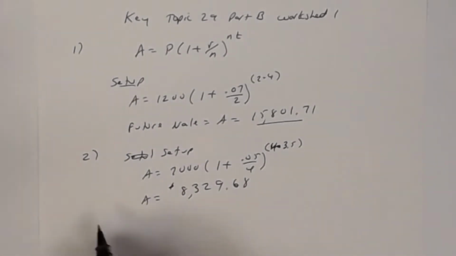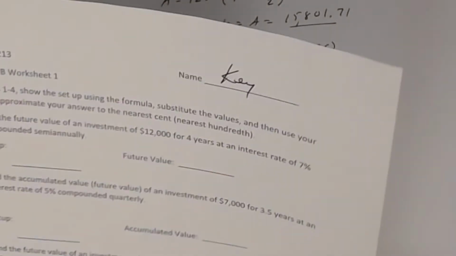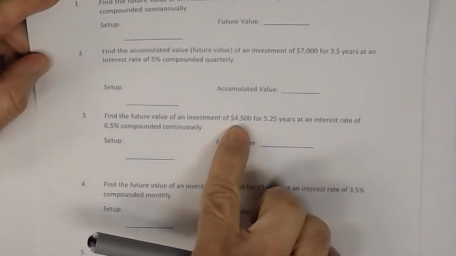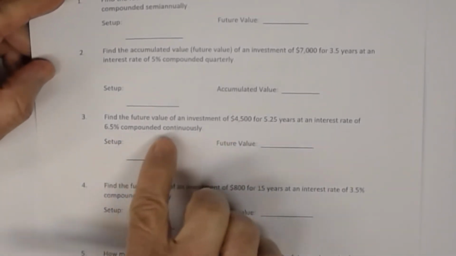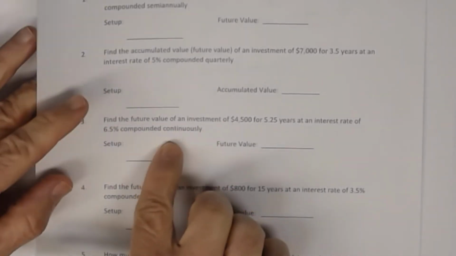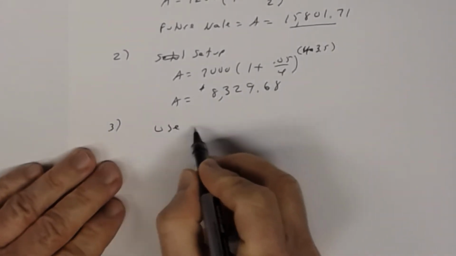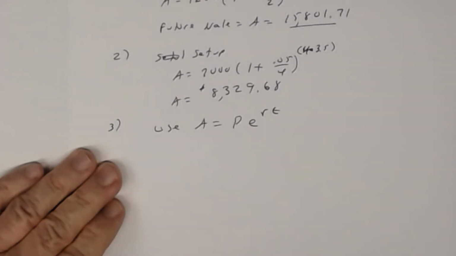Okay, number 3. It says: find the future value of an investment. This time it's $4,500 for 5.25 years at 6.5% compounded continuously. Now let's talk about continuous compounding. The formula you use here is A equals P times E to the RT. That's the formula you use if it says your interest is being compounded continuously.